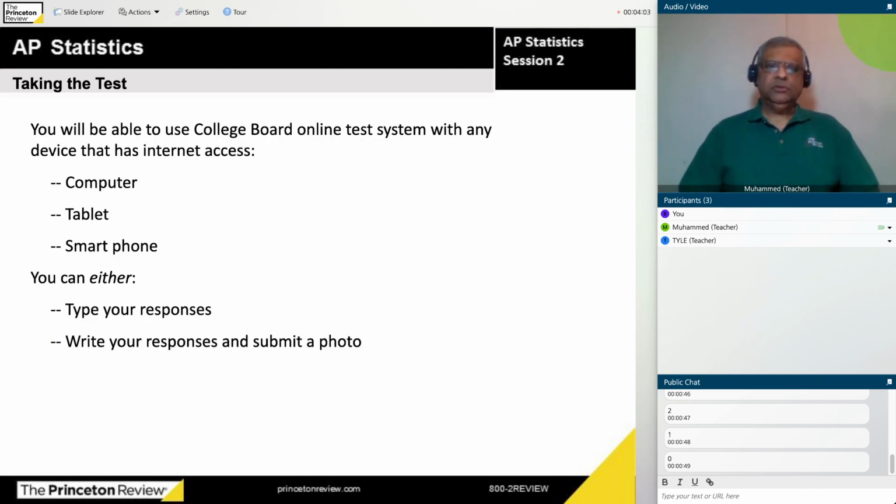Okay, so taking the test, the way College Board says you can take the test is you can use a computer, you can use a tablet, you can use a smartphone, you can type your responses, you can handwrite them, take a picture and submit it. That works as well. Find the method that works best for you.